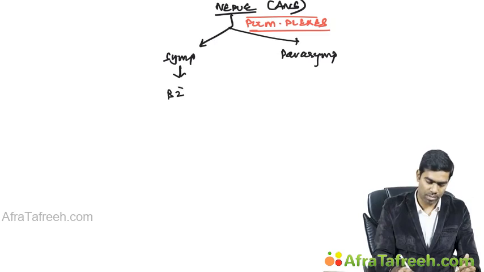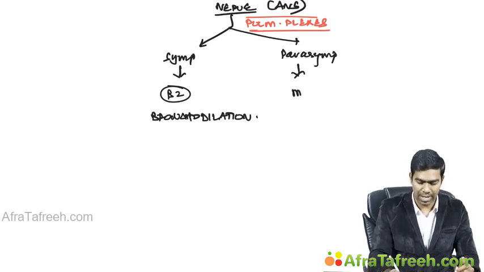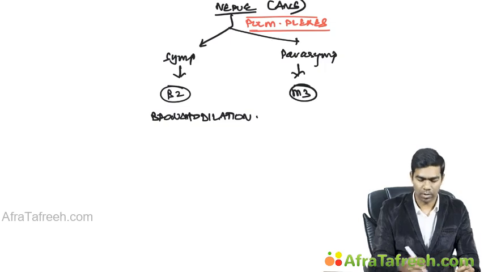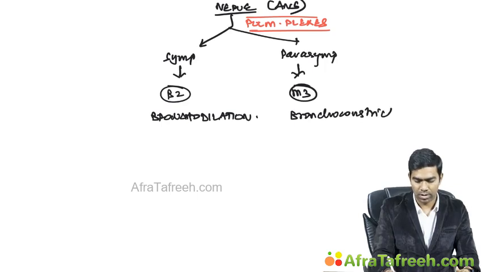For sympathetic, the most important receptor is beta 2 in the lungs, which typically produces bronchodilation. And for parasympathetic, the most important is the M3 receptor, which is a muscarinic one, so it is going to produce bronchoconstriction. So these are two things that are important.